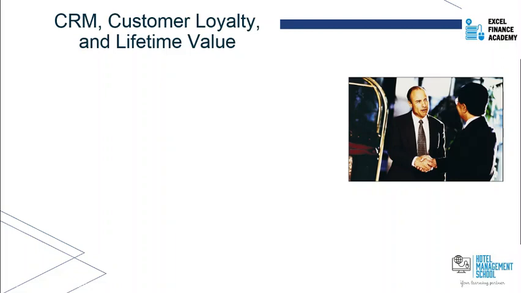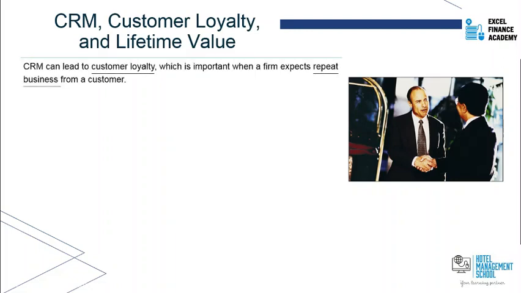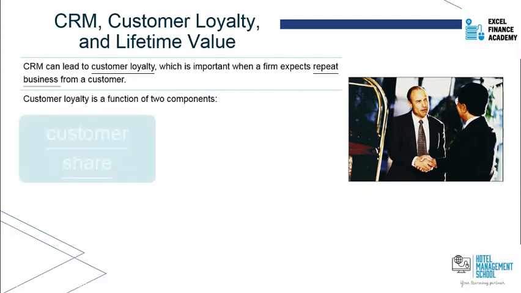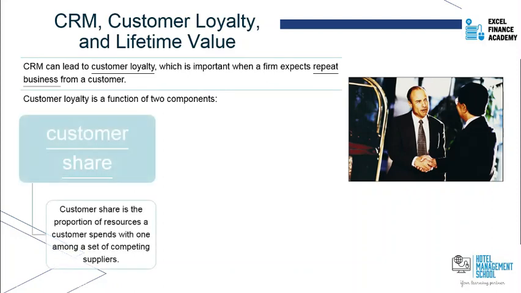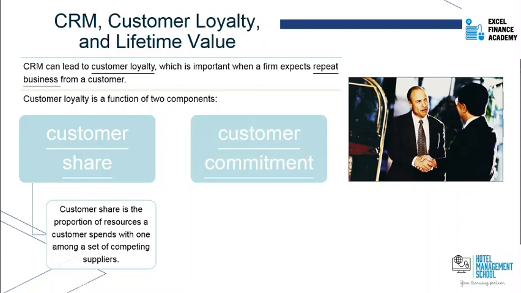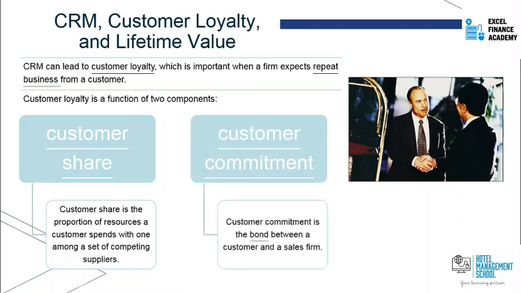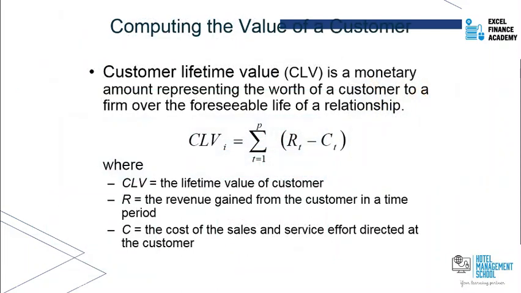Okay, then you have CRM, customer loyalty and lifetime value of the customer. So CRM can lead to customer loyalty, where the firm can get repeat business, and customer loyalty is a function of two components. One is customer share, the proportion of resources that the customer spends with one firm, and also the customer's commitment, how committed the customer is, what is the bond between the customer and the firm. So the lifetime value of the customer is calculated by the benefit minus the expenses, up to the lifetime of the customer, up to what we can expect the customer to remain with the company.